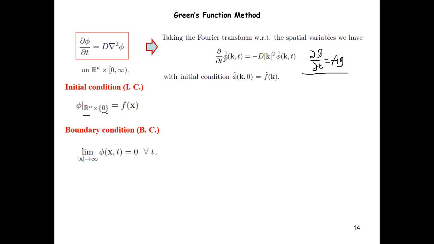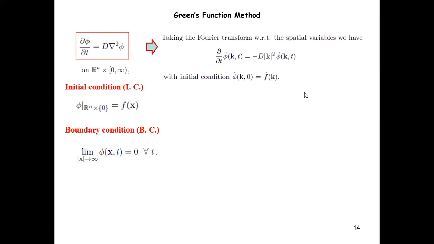But now, because we're working with the Fourier transform, you have to apply the Fourier transform to this initial condition again, to transform it to be f tilde of k. Now everything is going to be consistent. So I have a differential equation in this form, I have the initial condition, and now I can easily solve this.